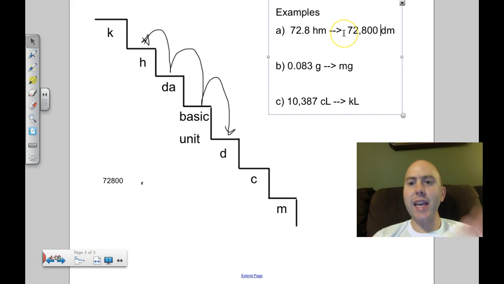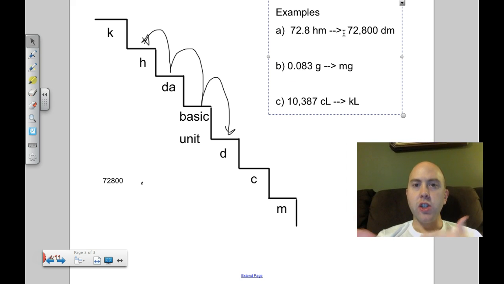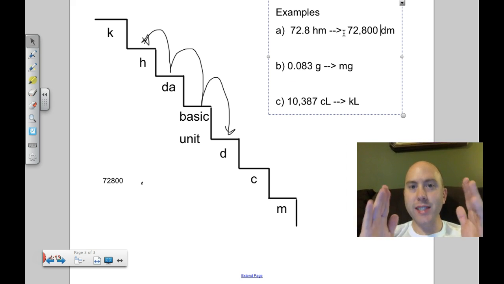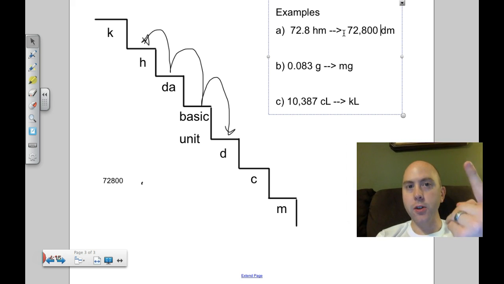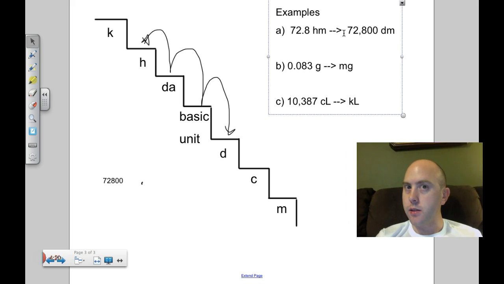These two things are the same length. They're the same length, it's just different units. So that's like saying there's 100 centimeters in 1 meter. It's the same length, they're just different units.